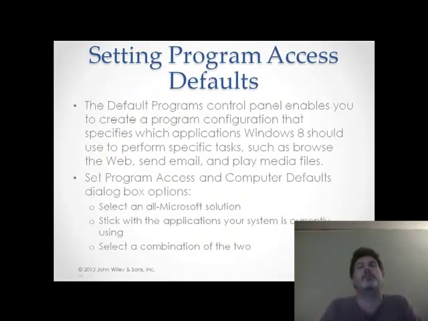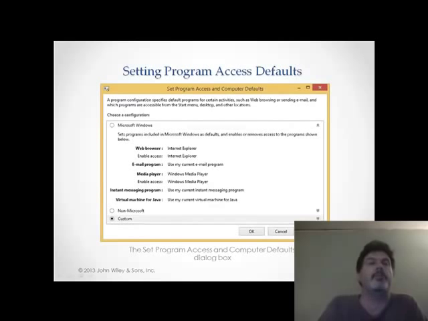We can also set program access defaults. We do this also through the default programs control panel. The whole point is that we can create a program configuration that's going to specify which applications Windows 8 should use to perform some specific tasks on your system. These tasks include browsing the web, sending email, and playing media files. We have several options available. We can select an all Microsoft solution, we can stick with whatever applications the system is currently using, or we can choose a hybrid combination of the two.